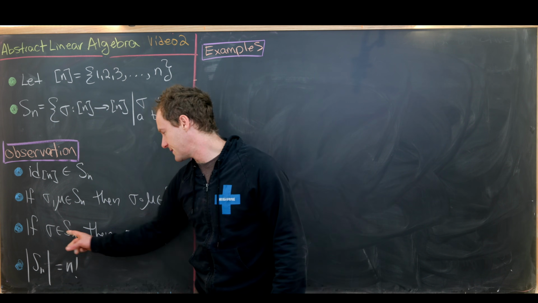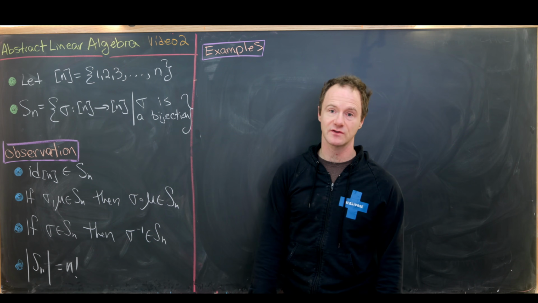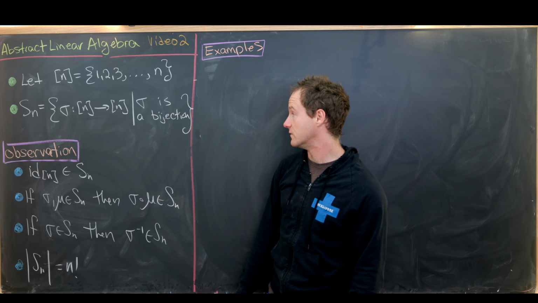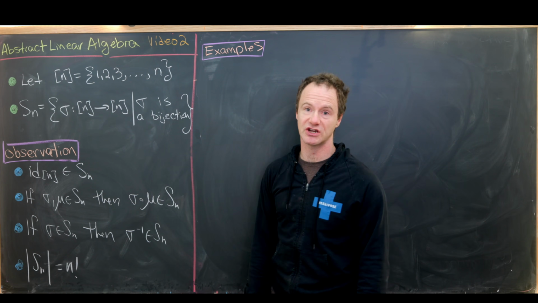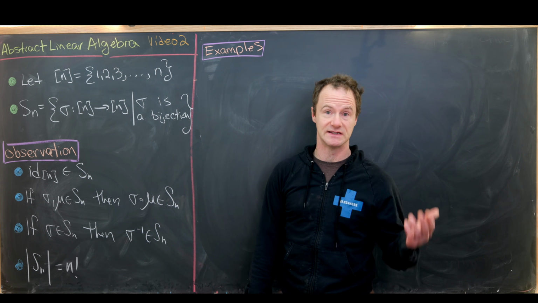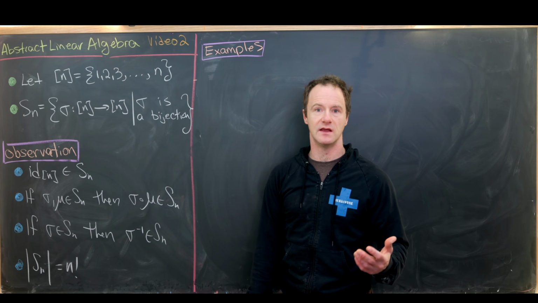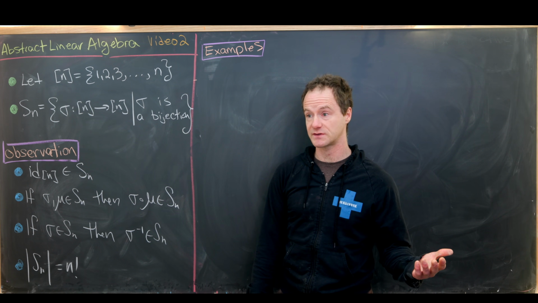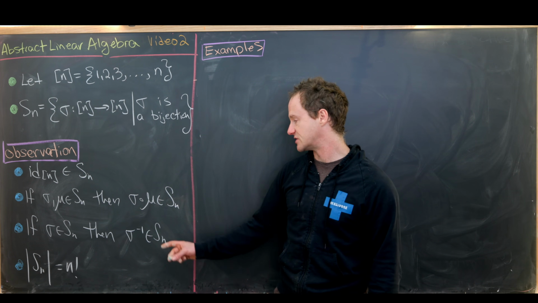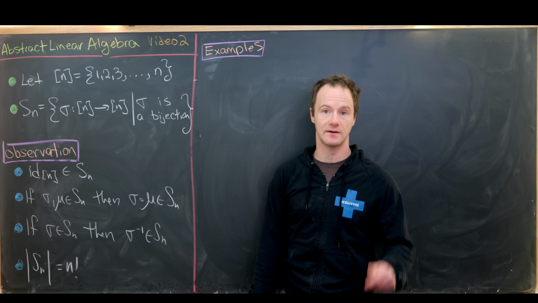Next, if sigma is in Sn, then sigma inverse is in Sn. Again, this comes from something we just got done proving. If sigma is a bijection, then it's invertible. But if it's invertible, it has an inverse. But its inverse also has an inverse, which is back to itself. But that means its inverse is a bijection, so we're back inside of this set.